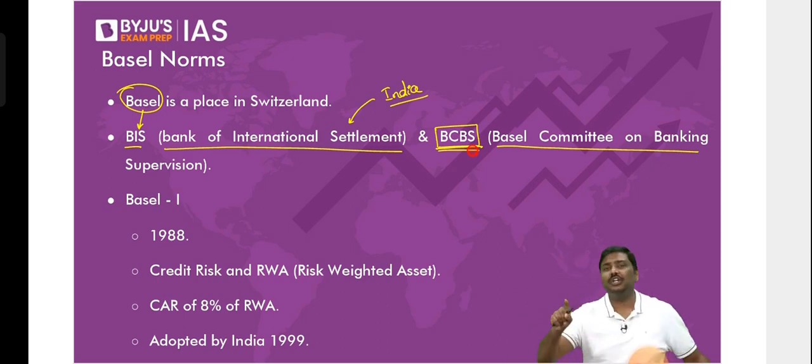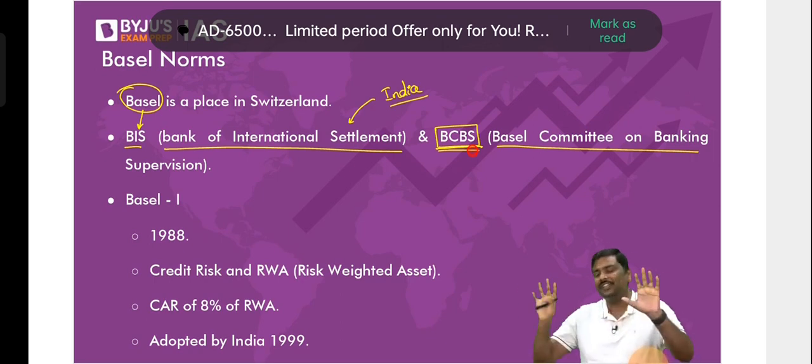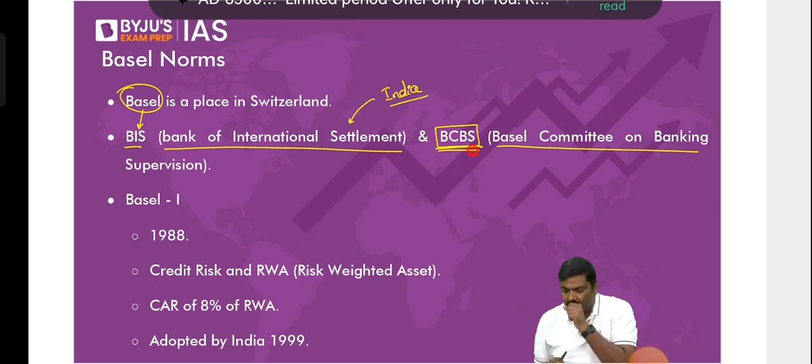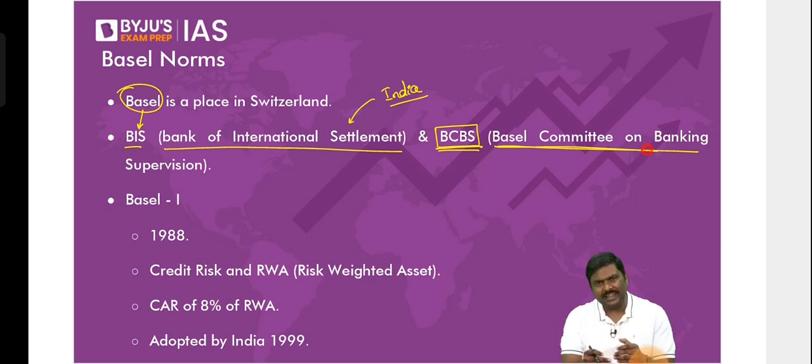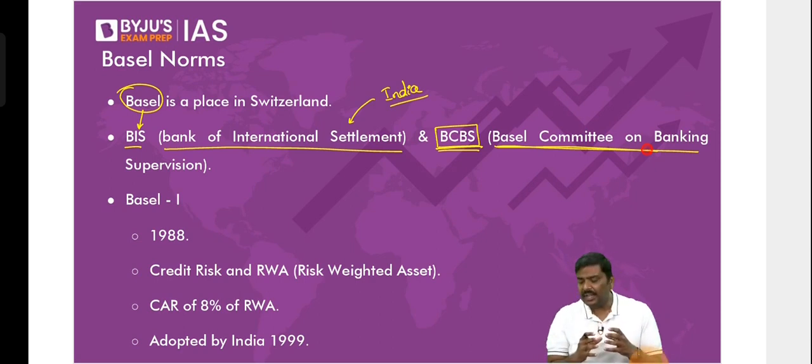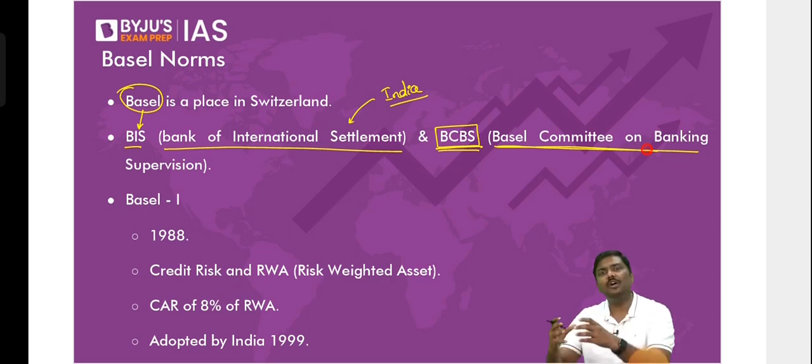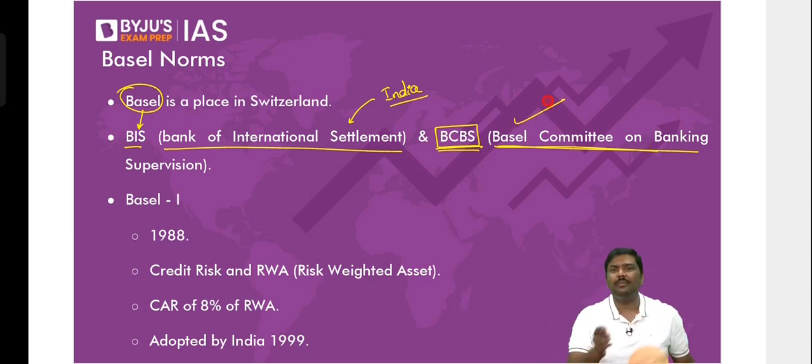Can the Basel Committee give a recommendation to the Government of India on how to maintain a budget? No, they don't have the right. Whatever they are doing is, once every 10 years, once every 15 years, whenever the requirement is there, the Basel Committee will convene and come up with certain guidelines which are applicable to the banking sector.